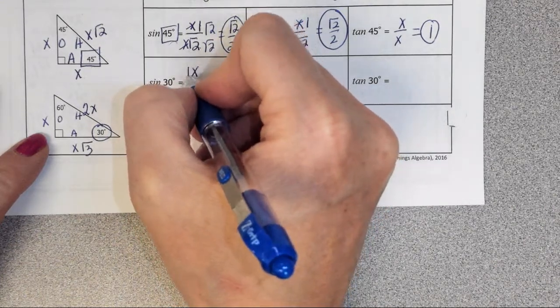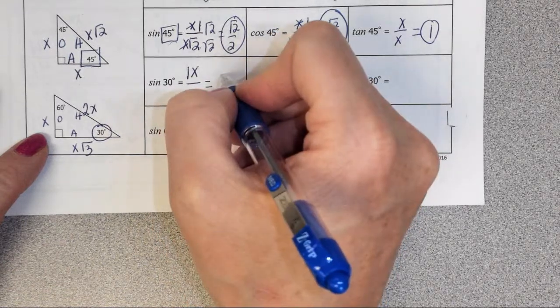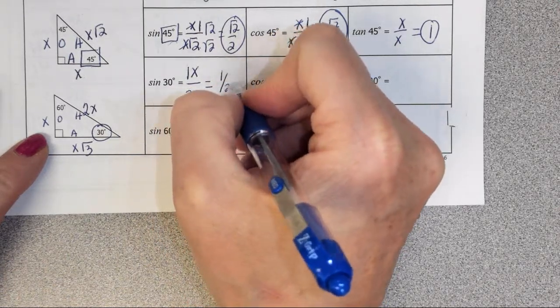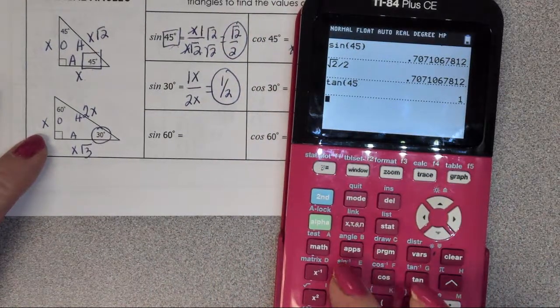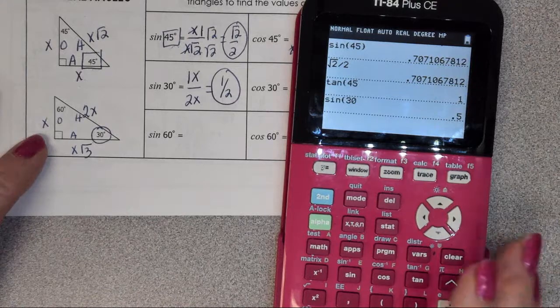Okay, so the sine of 30, I'm going to have to do x over what? So this is really a 1x over a 2x. What is that then? 1/2. See, we're looking for exact answers here. I'm going to check it. Sine of 30. Yep, we're right.